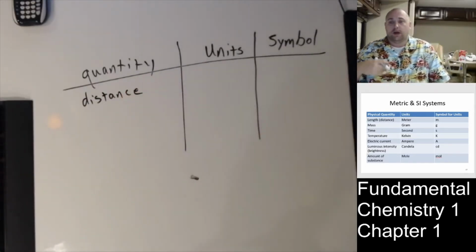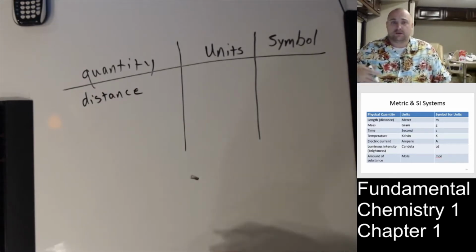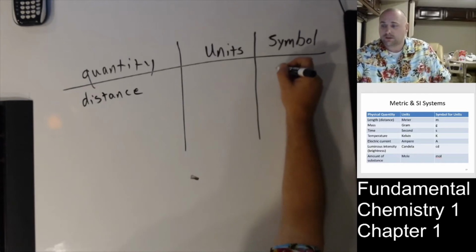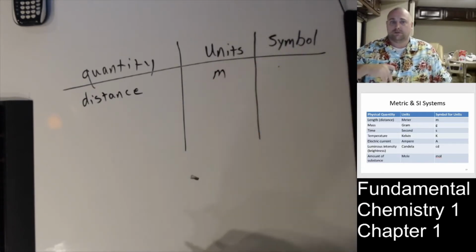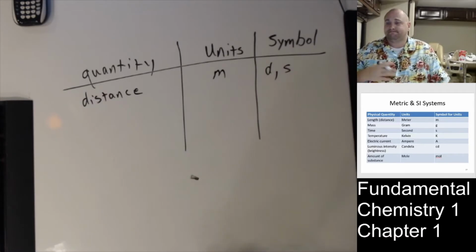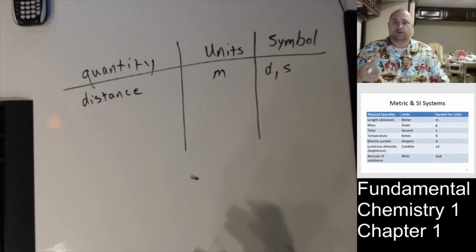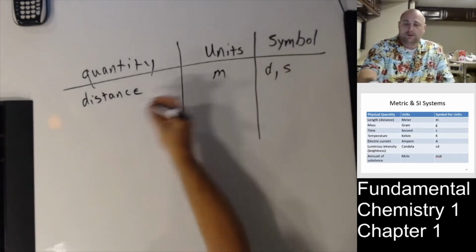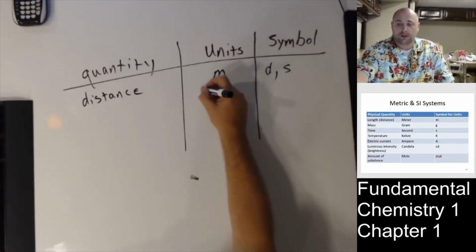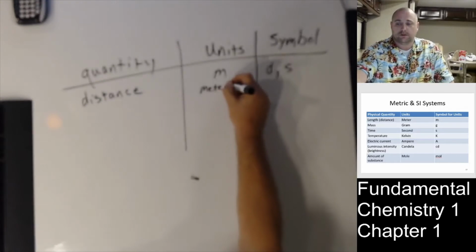Distance a lot of times has an M for the symbol for it. The symbol for distance is either D or S, depending on what book you're in. In the units here, m is for meters. So you kind of need to learn that.